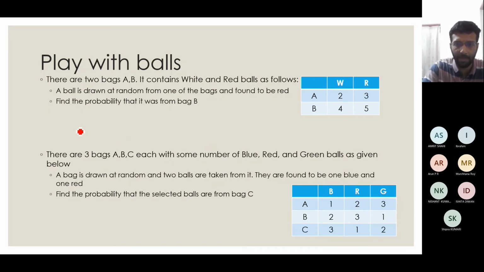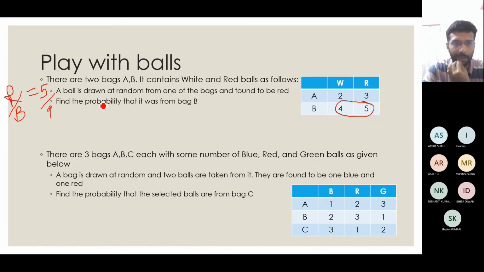I'll just give an example now. You can think about how it will come. My problem was the probability of red given B, right? That I found to be 5/9. In bag B there are 9 balls in total, and out of these 5 are red. So 5/9 was the probability that it was red given B.